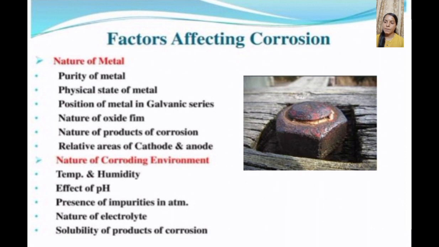forms a metal and thus undergoes corrosion and becomes a corrosion product. Factors affecting corrosion: nature of metal, purity of metal, physical state of metal, position of metal in galvanic series, nature of oxide film, nature of products of corrosion, relative areas of cathode and anode, nature of corroding environment, temperature and humidity, effect of pH, presence of impurities in atmosphere, nature of electrolyte, solubility of products of corrosion.